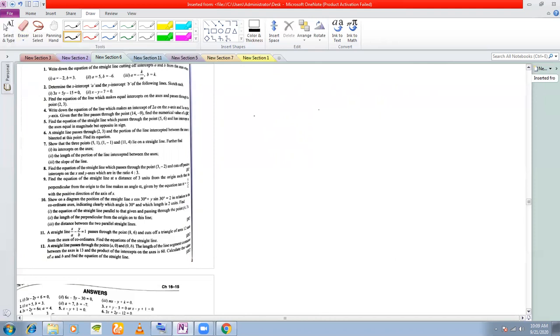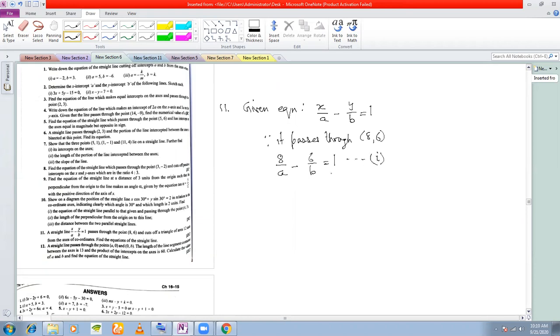A straight line x by a minus y by b equal to 1, this is number 11. Given equation is x by a minus y by b is equal to 1, and it passes through the point (8, 6). Since it passes through (8, 6), it must satisfy this equation. So you can write 8 by a minus 6 by b is equal to 1. Call this number 1.